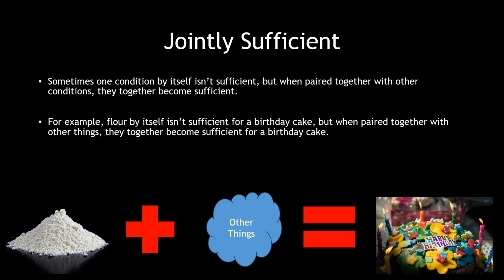On the topic of sufficient, sometimes one condition by itself isn't sufficient, but when paired together with other conditions, they together become sufficient. For example, flour by itself isn't sufficient for a birthday cake, but when paired together with other things, they together become sufficient for a birthday cake. This is called being jointly sufficient.